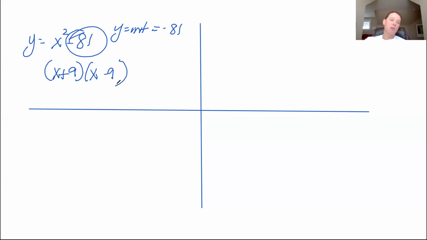The zeros are going to be x equals negative 9, x equals 9. So I can do that. I can go 1, 2, 3, 4, 5, 6, 7, 8, 9. 2, 3, 4, 5, 6, 7, 8, 9. And I can put my zeros right here.